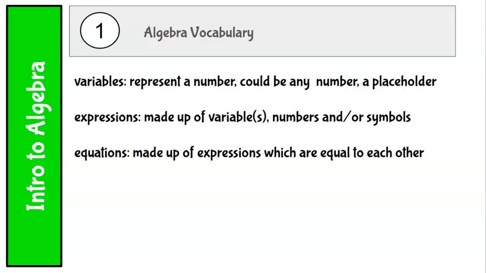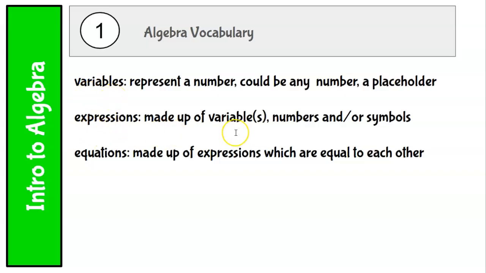Variables represent a number. It could be any number. It's a placeholder. Think of it as representing like a question mark, like a blank. We don't know what the variable is. It changes. That's why the root of this word is vary, because it changes.